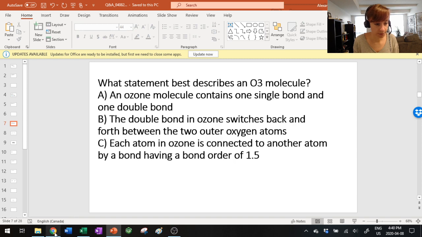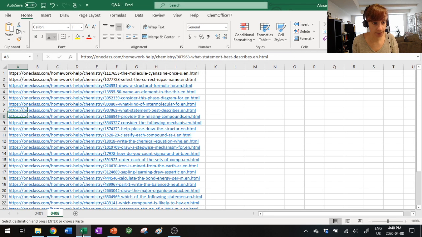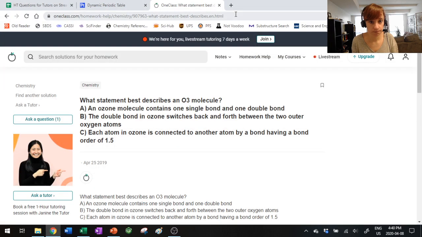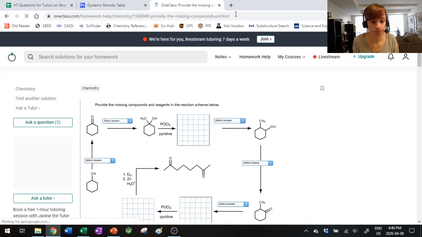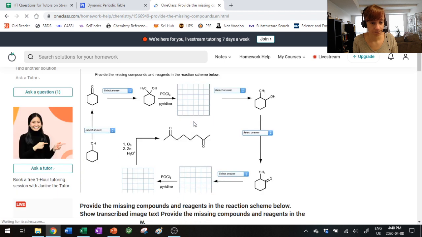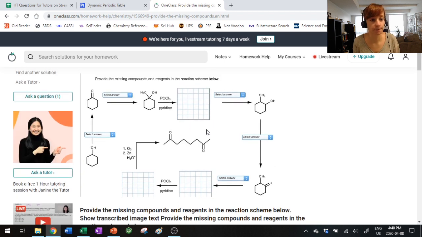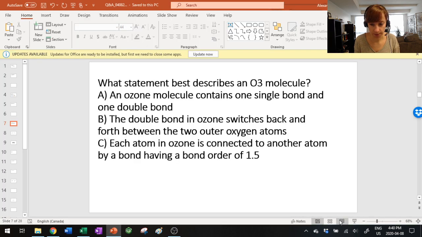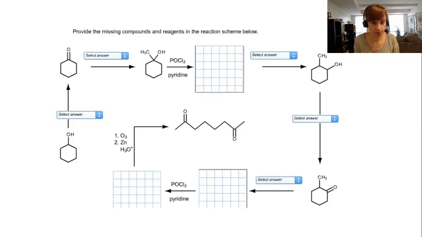So moving on to our 8th question. Okay. So it's a little bit more of an involved question. So we have to provide the missing compounds and reagents shown in the reaction scheme below. So to make this easier, I just copied and pasted the image onto the PowerPoint so I could draw on it.